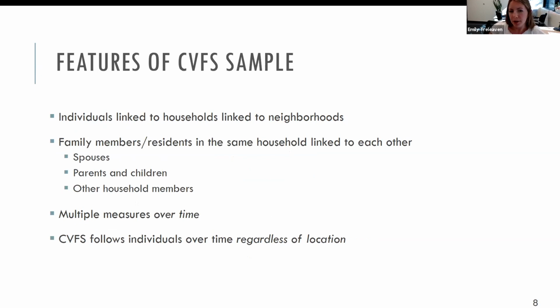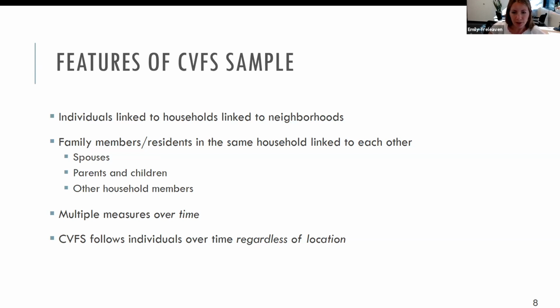So I've talked about neighborhoods, households, and individuals as part of the CVFS sample. We can think of the sample as a set of all households in the sampled neighborhoods, and the study includes all individuals in those households. So this means that people in the same household are linked, like spouses or parents to children or siblings.